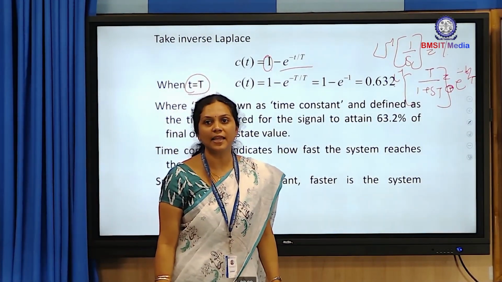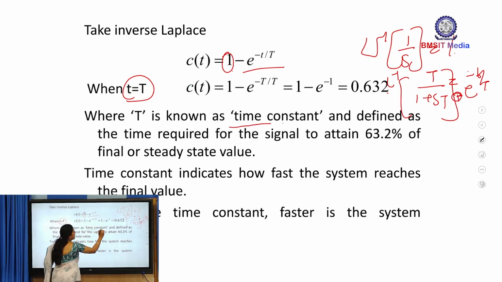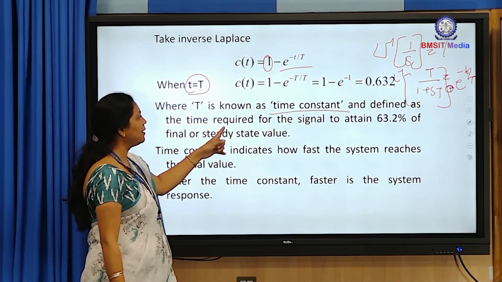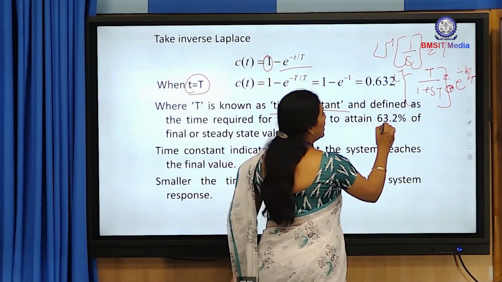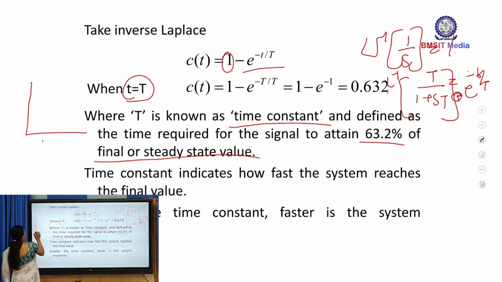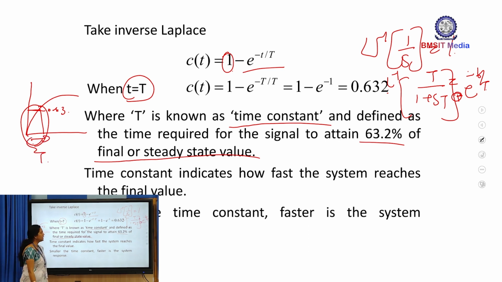And what is this capital T? This capital T is called the time constant. And what is the time constant? The time constant is defined as the time required for the signal to attain 63.2% of its final or the steady state value. That means if my graph is like this and if I exponentially increase it, if this is the time that is required, if this is equivalent to 0.63, then whatever this particular time is from 0 to 63%, that t is nothing but the time constant capital T.